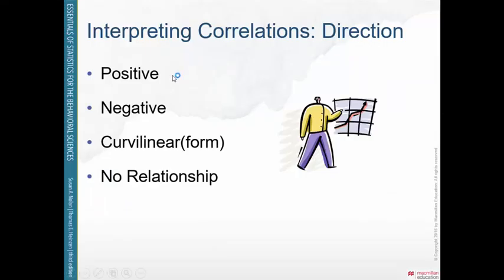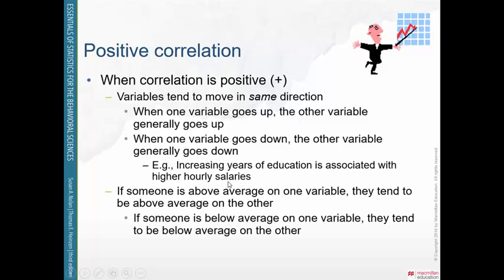So correlations can be positive, negative, curvilinear, or no relationship, and we'll go through those right now. A positive correlation, so if you end up computing a correlation and the sign is positive, what that tells us is the variables tend to move in the same direction, meaning as one variable goes up, the other variable goes up. When one variable goes down, the other generally goes down.